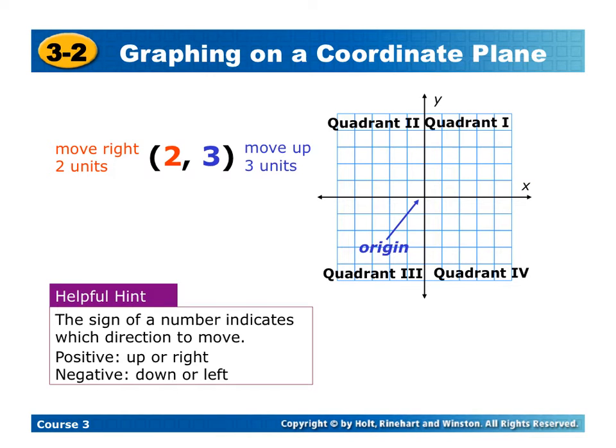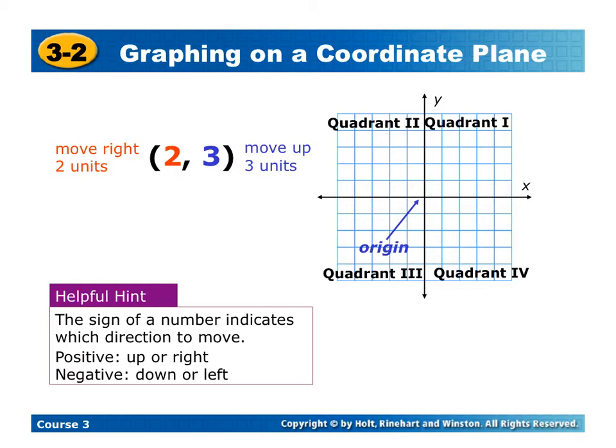Now let's look at an example. Here we have the ordered pair 2, 3. It's a positive 2, so it's telling us to move to the right 2 units, because if you think of this as a number line, and the origin is right here in the middle, anything to the right of 0, 0 would be positive, anything to the left would be negative. Here we have a positive 3, so we're going to move up 3 units, because if you think of the y-axis like a thermometer, above 0 would be positive values, below 0 would be negative.